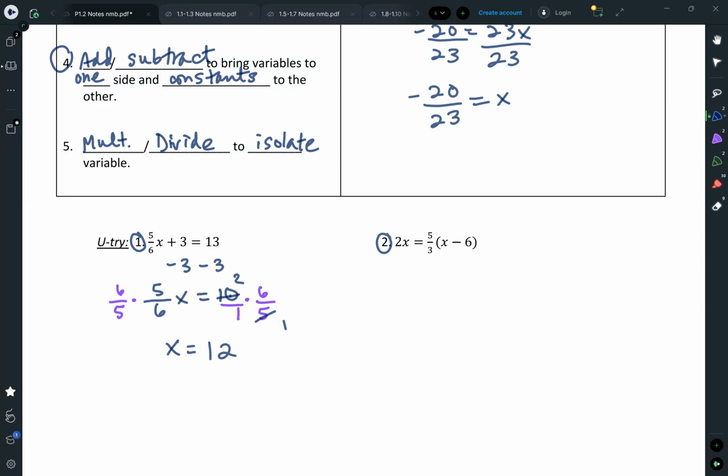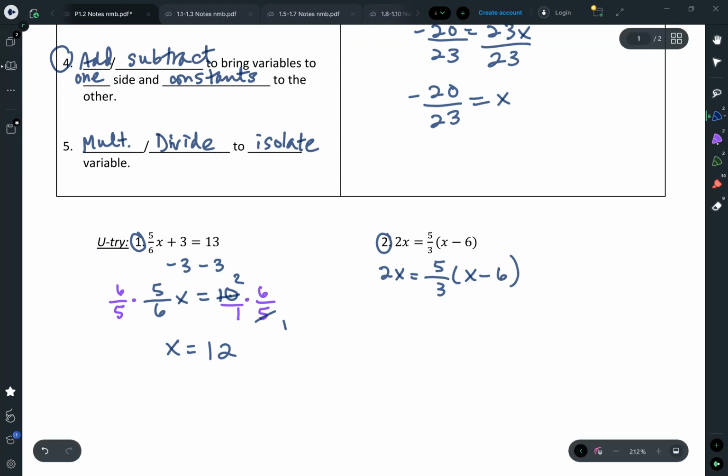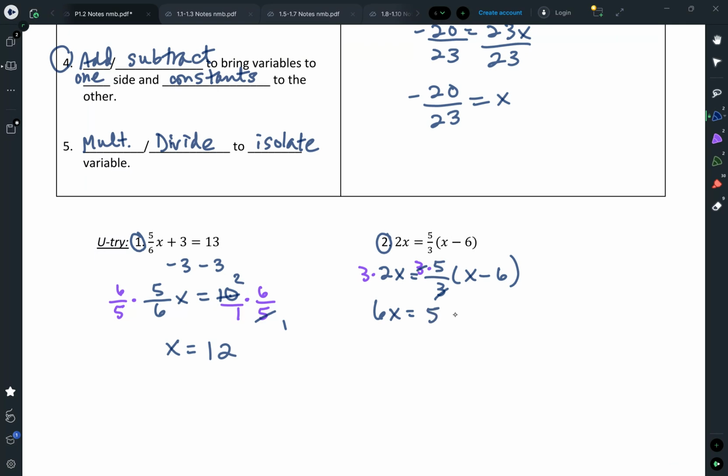On the next one, distributing 5/3 is going to be bad. I'm just going to multiply both sides by 3. I am going to rewrite this because I don't feel like I have a whole lot of space to work. So let's multiply both sides by 3. Multiply this one by 3, multiply this one by 3. So 3 times 2x is 6x. 3 times 5/3 is just a 5. And now we're going to distribute the 5.